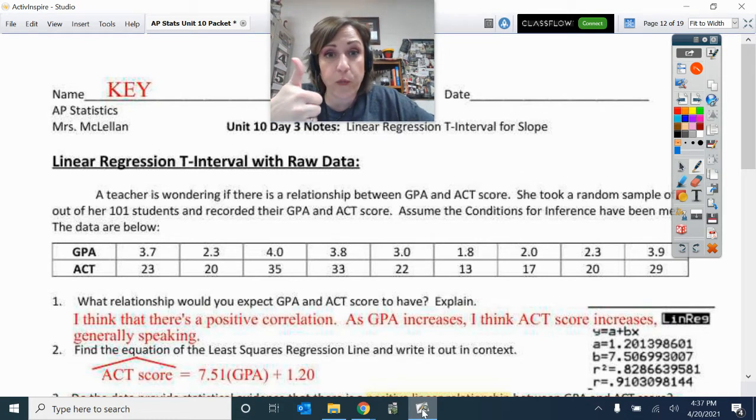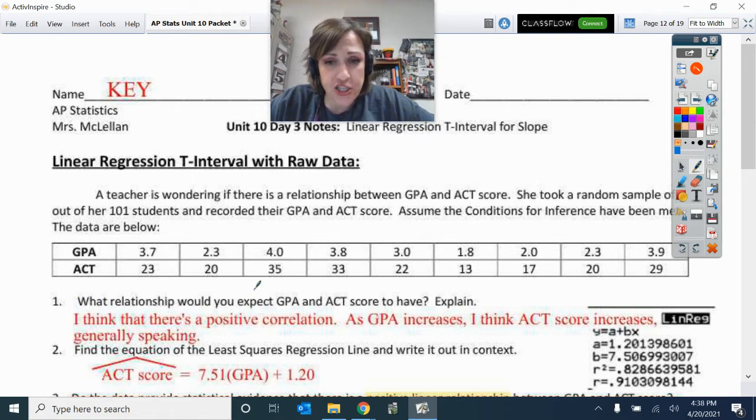We're going to learn how to do it with raw data first because our calculator can plop out that linear regression T interval. So here we go. So we're wondering about the relationship between GPA and the ACT score. I would imagine that you would anticipate maybe the higher the GPA, the higher the ACT score. In fact, that's what the first question is asking. What do you think is going to happen?